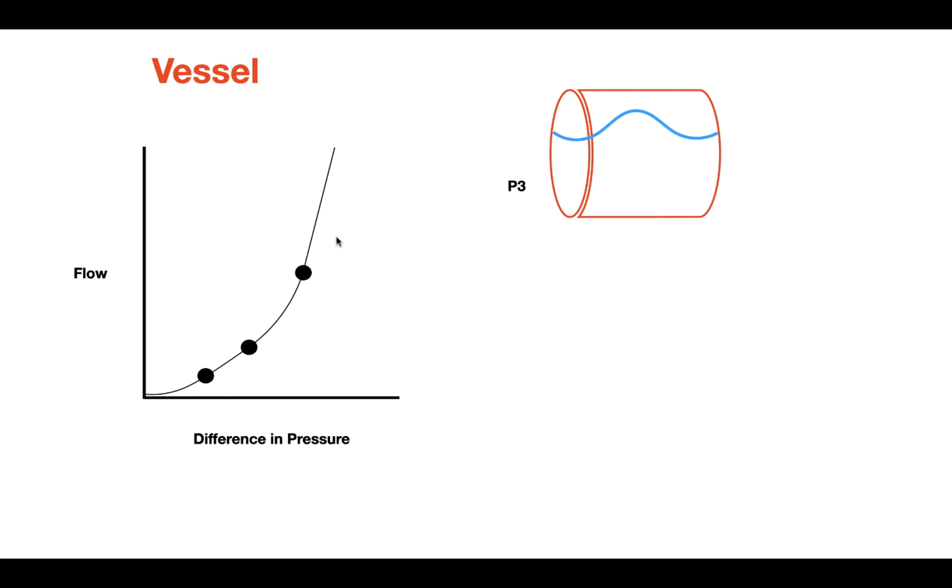So the first thing that you should notice is that the relationship is no longer linear. And the reason why has to do with the slope. So the slope is still 1 over the resistance, but the key thing to take note of is that inside the vessel, unlike the steel tube, the resistance is changing.